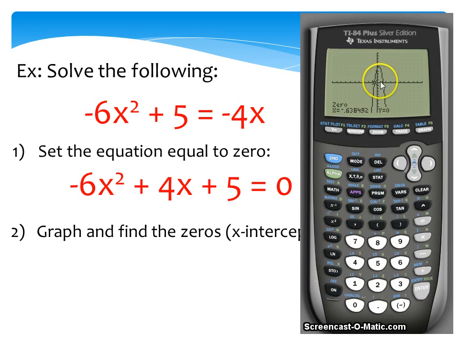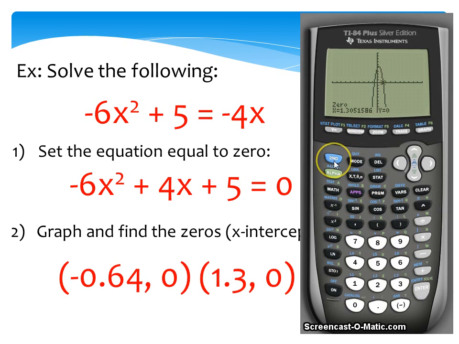We need to find that other solution on the other side, where it crosses the x-axis. So press second trace again, going to our 0 option one more time. Getting our cursor as close as we can to that point. It's asking for left bound, so let's press left, enter. And then twice right, so that we're past that other point, enter. And enter one more time, and we get our last answer of 1.31 roughly. So our two answers here would be negative 0.64 and 1.3. These would be the solutions to this quadratic equation.